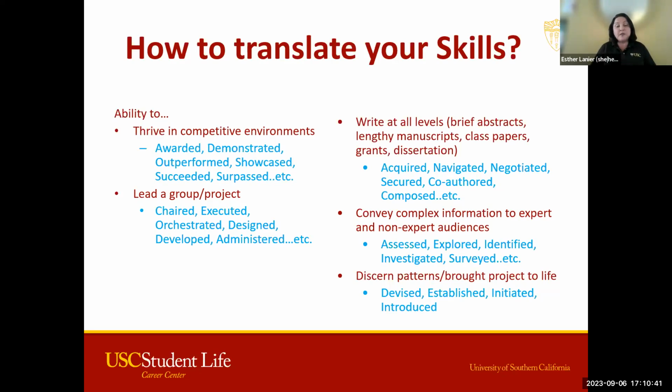So here's an example of the ones I mentioned on the prior slide. How do I convince the employer what skills I have based on what they're asking for? If I want to tell an employer, yes, I am very competitive and I can thrive in very fast-paced environments, then the keywords are the start to your message, to your story. So demonstrate or outperform. If you are leading a project or a team, you chaired, you executed. A lot of these keywords might also be part of the description you are interested in.